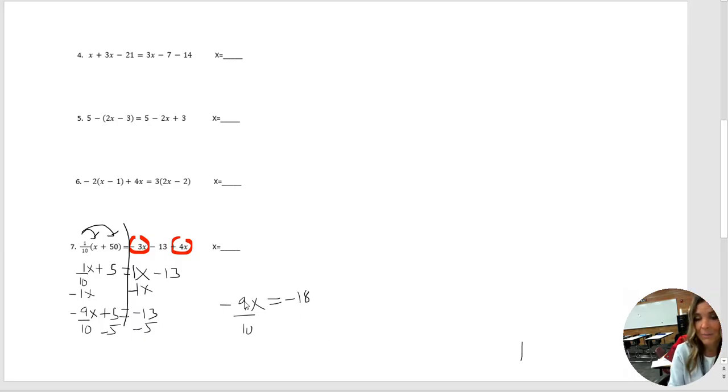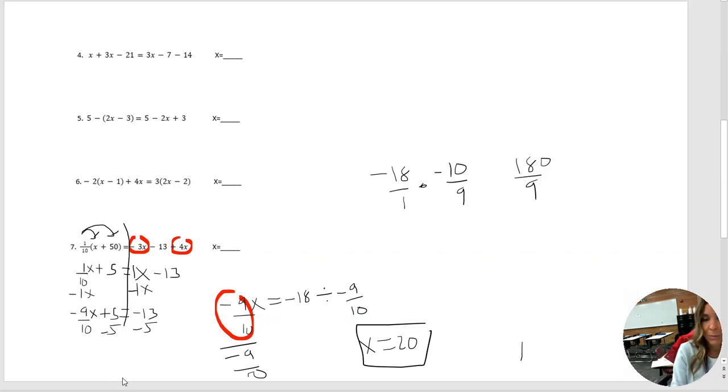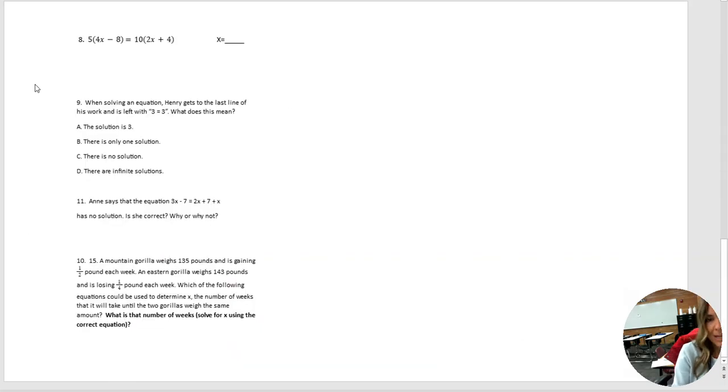Okay, now from there, this negative 9/10 is being multiplied by x. So the way that I cancel out a multiplication is I use division. So the negative 18 has to go in the calculator first, divided by negative 9/10. And it's super important you put the 18 in the calculator first, because when you divide fractions, you really multiply by the reciprocal of the second fraction. So if you don't put that in correctly, you're going to come up with the wrong answer. The answer for that one should have been 20. Okay, next one, number 8.